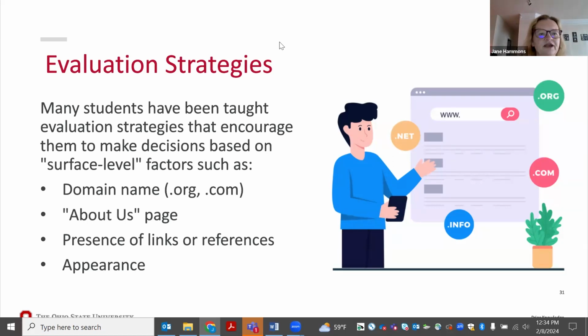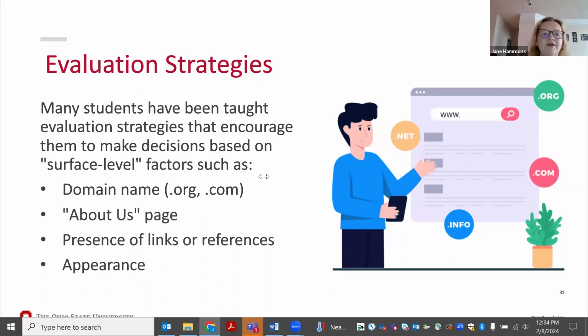Right, and some folks are sharing in the chat. CRAP is often contrasted with the lateral reading strategy, in which students are encouraged to look across multiple sources. So rather than staying on the one online source they found and saying, okay, this is a good source because the About Us says they're a trustworthy organization, right? We know that folks can lie on the internet, right? So it encourages them to actually go out and look at what other people say about a source.